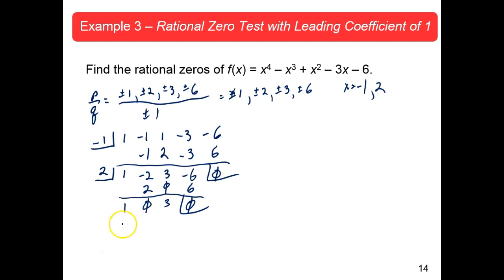And what do you get? x squared plus 3. Set that equal to 0, and guess what?